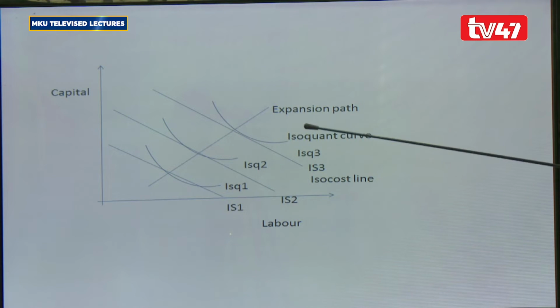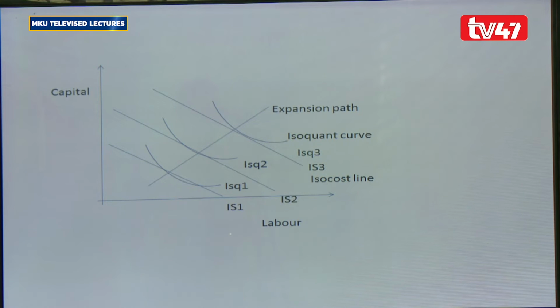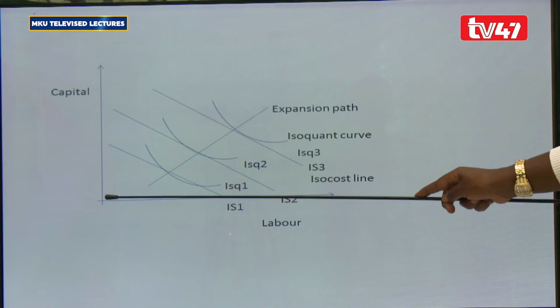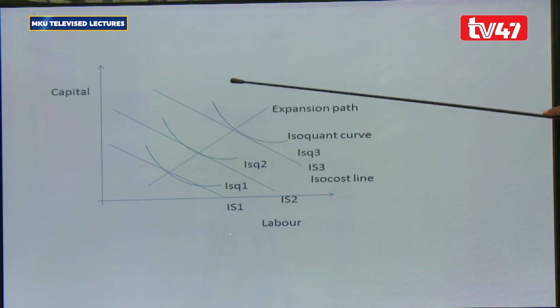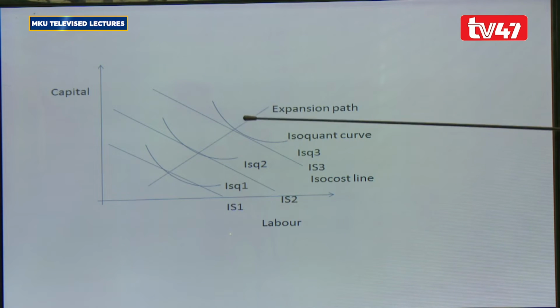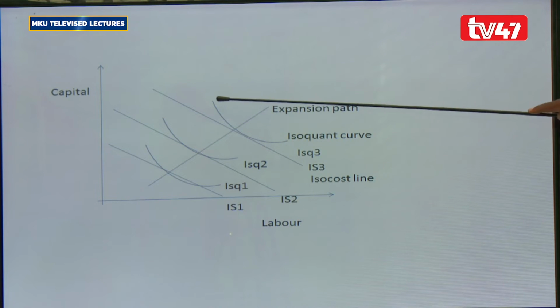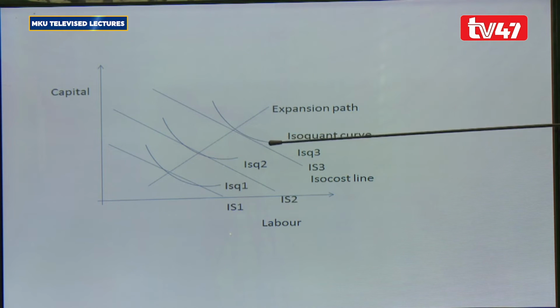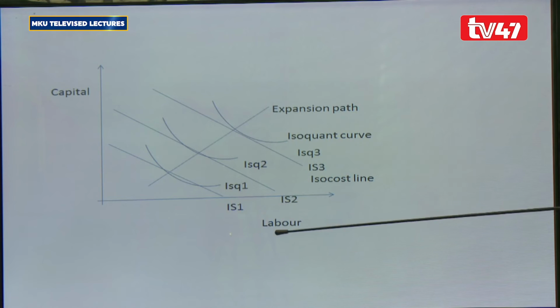Let's follow this clearly. On this side we have capital, on this side we have labor. The isoquant curve is convex to the origin, meaning to the coordinate 0,0. So this isoquant curve has a slope. I'm going to explain about this slope later. But it has a slope, and it is a locus of points. All these are different levels of output that can be obtained when K and L are put in the process of production.